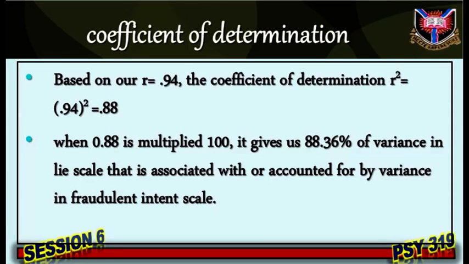Based on our R is equal to 0.94, the coefficient of determination R squared is equal to (0.94) squared is equal to 0.88. When 0.88 is multiplied by 100, it gives us 88.36% of variance in lie scale that is associated with or accounted for by variance in fraudulent intent scale.